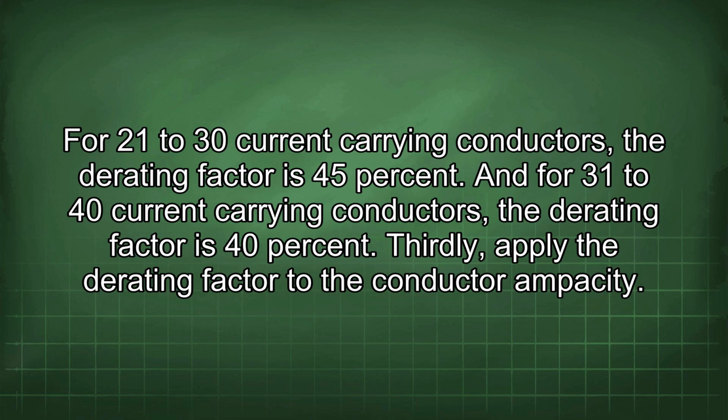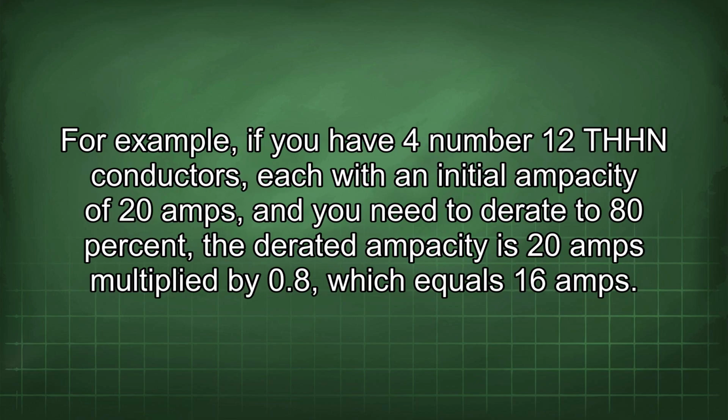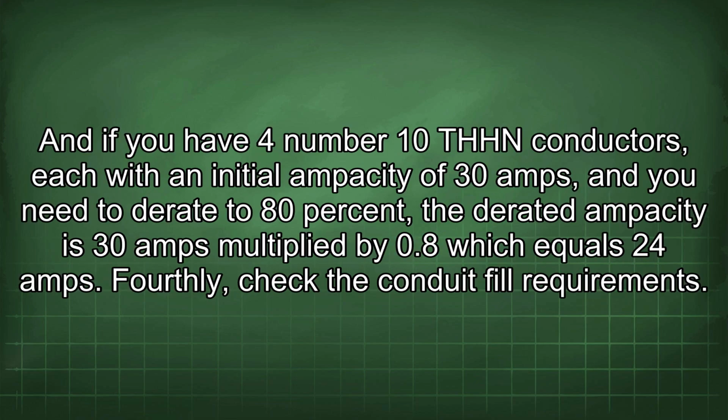Thirdly, apply the derating factor to the conductor ampacity. For example, if you have 4 number 12 THHN conductors, each with an initial ampacity of 20 amps, and you need to derate to 80%, the derated ampacity is 20 amps multiplied by 0.8, which equals 16 amps. And if you have 4 number 10 THHN conductors, each with an initial ampacity of 30 amps, and you need to derate to 80%, the derated ampacity is 30 amps multiplied by 0.8, which equals 24 amps.